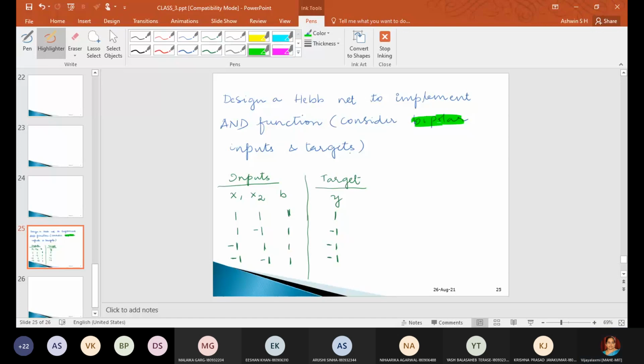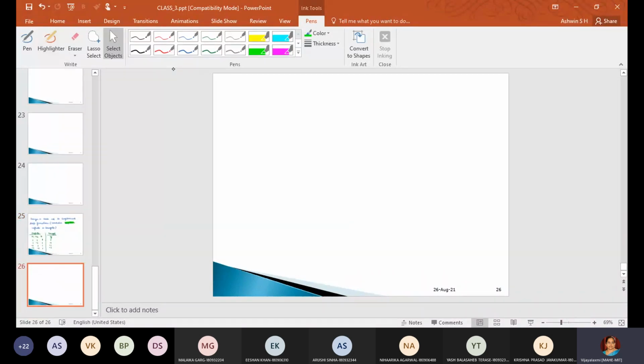What is the procedure? First part is initialization. You assume initially W1 equal to W2 equal to B equal to 0. This is the first step. Normally we initialize with 0. Now the next step is to consider the first input in the truth table.